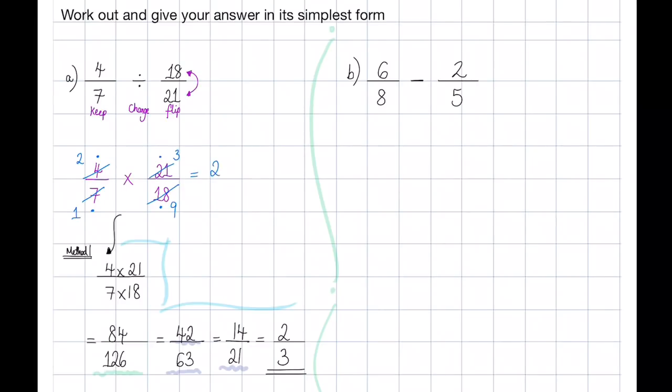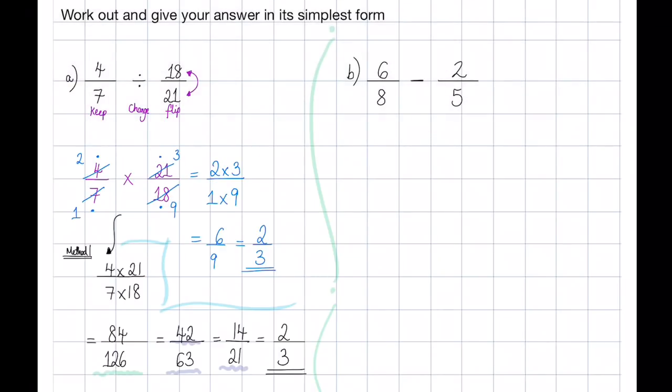Now on the top I have 2 multiplied by 3, on the bottom I have 1 multiplied by 9, which gives me 6 over 9, and then I can see that 3's will go into both of them, so it'll be 2 over 3. So it gives me the same answer there. That one's method 2, that's just a shortcut with cross simplifying. Part B, however, slightly different one.